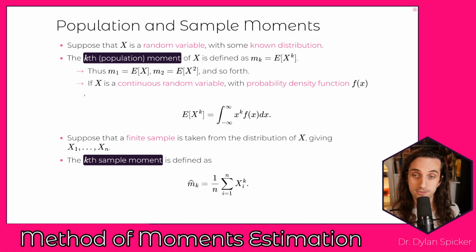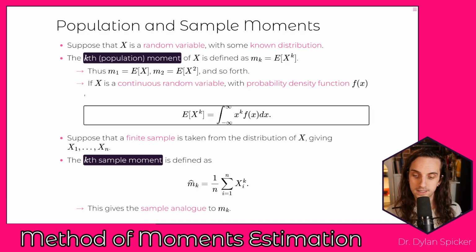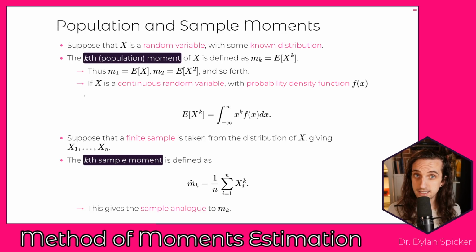And so we have these theoretical moments, which are the expected value of X to the k, and the sample moments, which are the average of Xi to the power of k. And so the first sample moment is the sample average, and so forth. This is going to give us a sample estimator for m_k.